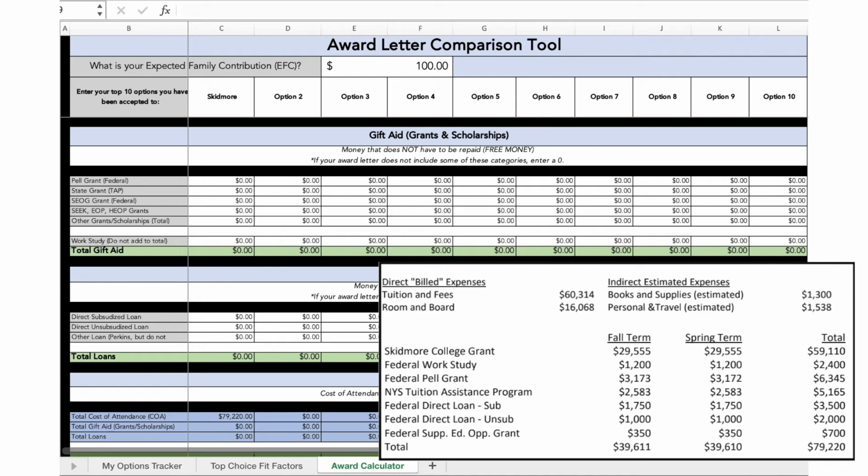As we can see, the costs are split amongst two terms. Since I'm trying to figure out my costs for the entire academic year, I would need to use the total amount for both terms combined. I will first plug in my Pell Grant amount. I will then input my TAP grant, which might be written out as Tuition Assistance Program on the award letter. I will then add in the SEOG grant, which might be written out as the Federal Supplemental Educational Opportunity Grant on certain award letters.